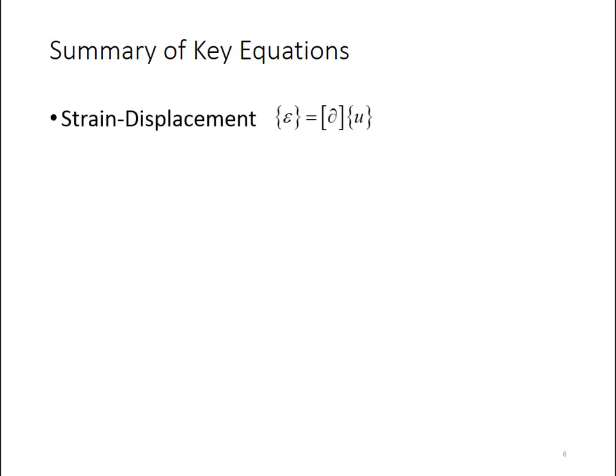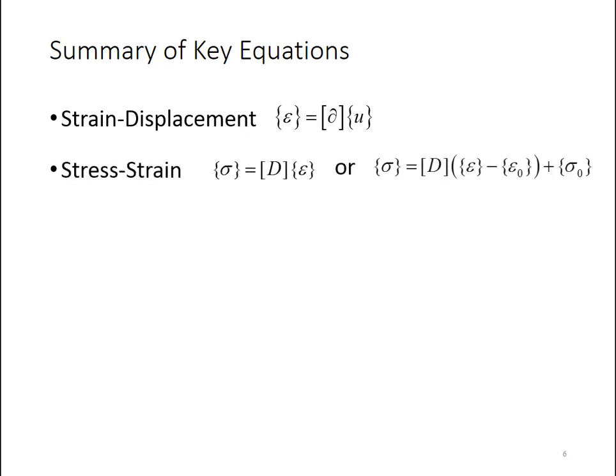So first off, we have some strain displacement relationships, where we say that epsilon is equal to the partial derivative matrix operator acting on the displacement field. Secondly, we have stress-strain relationships. The simple form of that is just that the stress vector is equal to the constitutive law matrix D multiplied by the strain vector, but we also have a more complicated expression if we happen to have any thermal strains or residual stresses present. Then we have the shape function relationship.